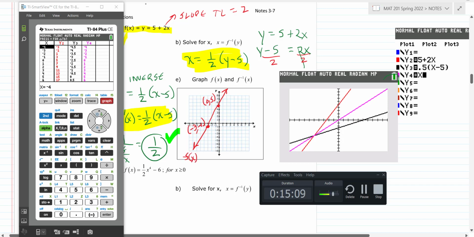Okay, now on an inverse, all we have to do is just flip these points. You're going to see that (5, 0) shows up, so (5, 0) is on the inverse. I'm going to put that point there. And also (-1, -3) is on there. So if I put that, that will go like that.